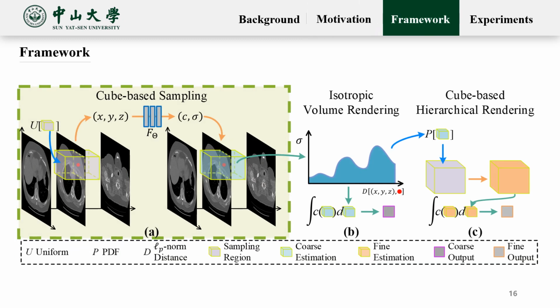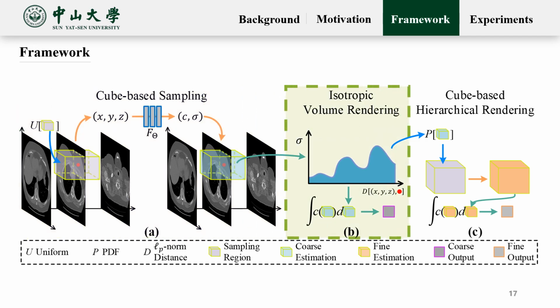Here is the overall framework of our CuNeRF. To render a pixel, CuNeRF first uniformly samples endpoints within the cube space. Then, CuNeRF obtains the coarse estimation by feeding the sampling points into an MLP to produce the corresponding pixel intensity and volume density. Subsequently, CuNeRF computes the coarse output of the target pixel via volume integral. We reform the volume rendering equation to adapt the cube instead of ray regions.